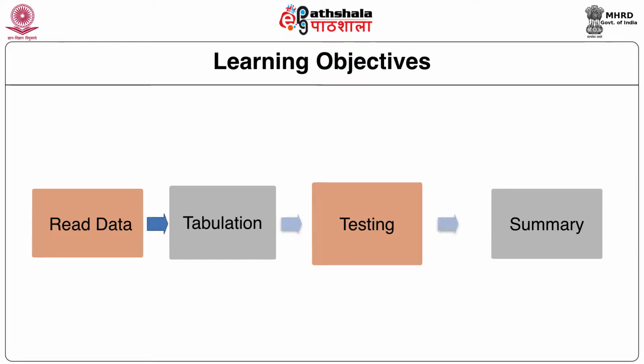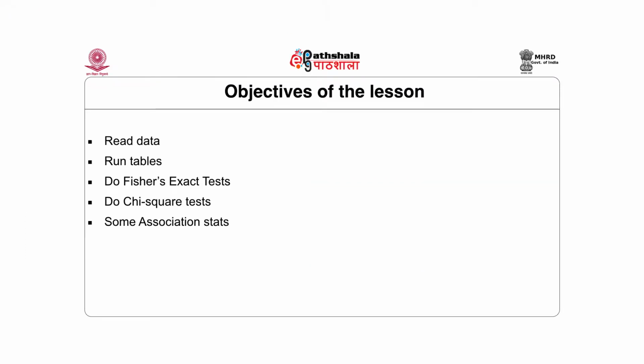And then lastly, we'll summarize everything that we have learned here. So to recap, what we're going to do is read some data, then create some tables, and I'll show you how you can use the Fisher's exact tests and the chi-square tests, and then some association statistics that are quite useful. And then I'm going to run a full-scale example that will help you to run the most important concepts in this example.